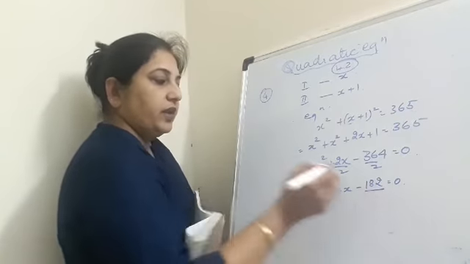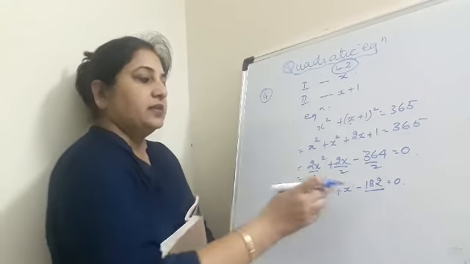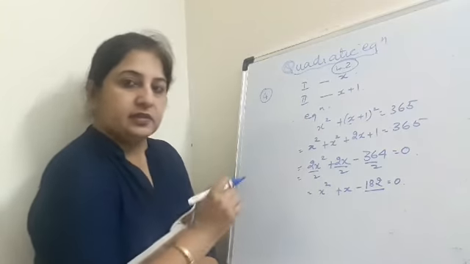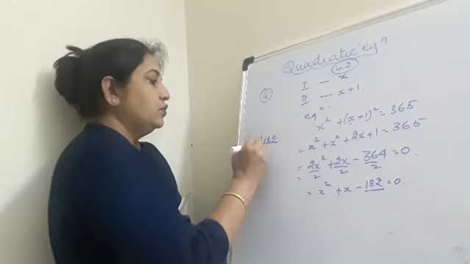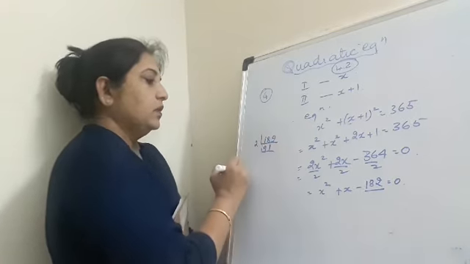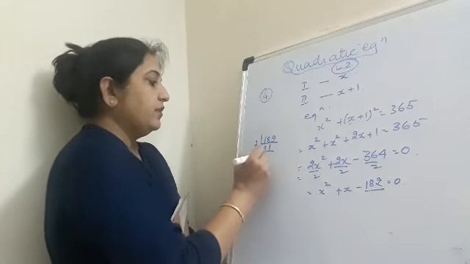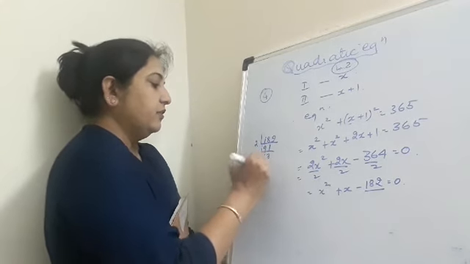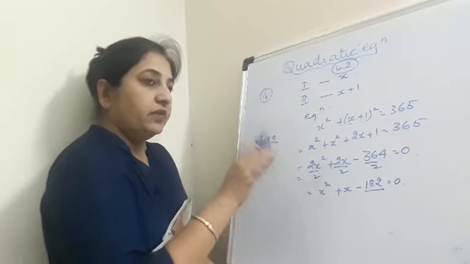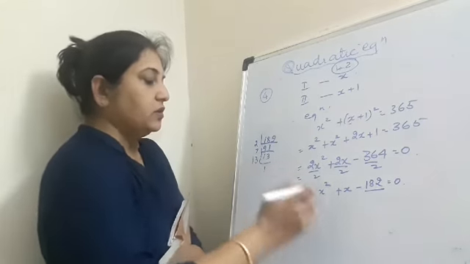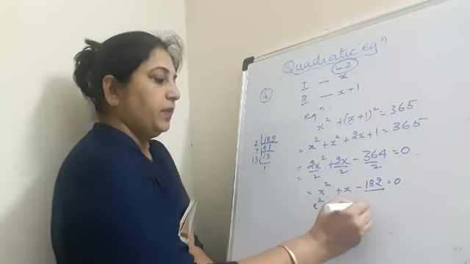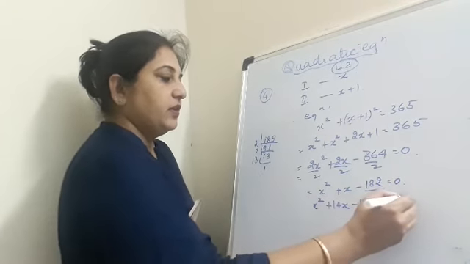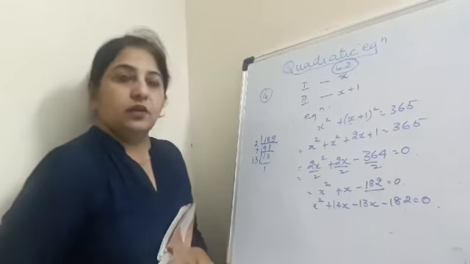Now we'll find the factors of 182, so that when I subtract them or add them, I get the coefficient of x, that is 1. So obviously we'll check here. 182: 2 9s are 18, 2 1s are 2. Then 7 1s are 7, 7 3s are 21, and 13 1s are 13. As you see, in the previous question also the factors were similar. So here also I will take x square plus 14x minus 13x minus 182 is equal to 0.